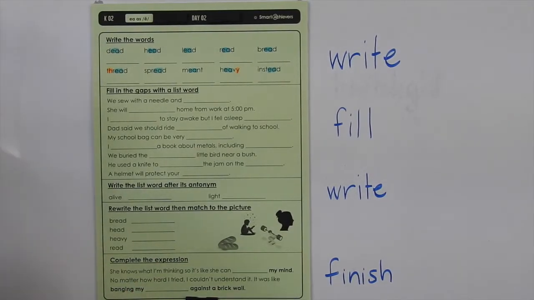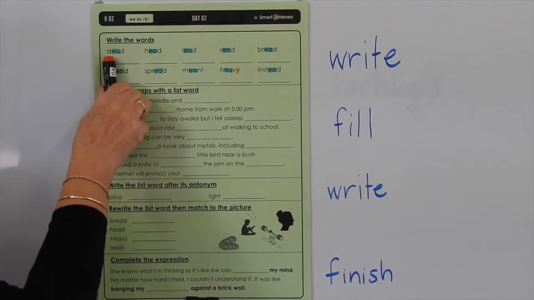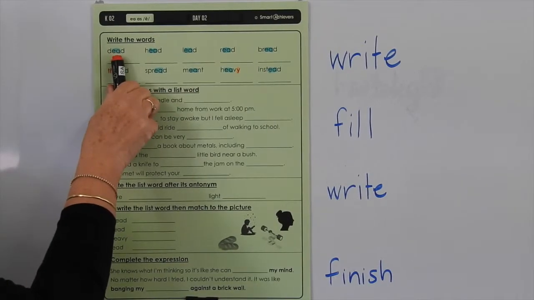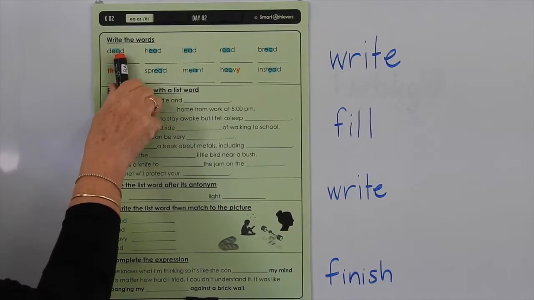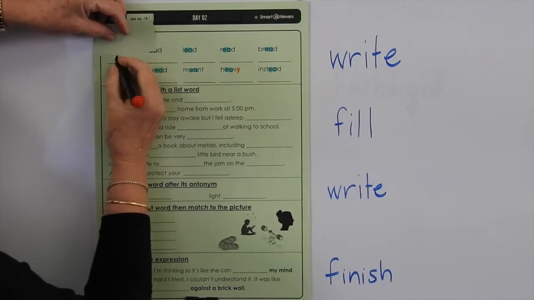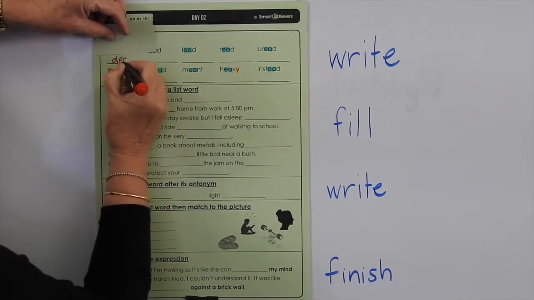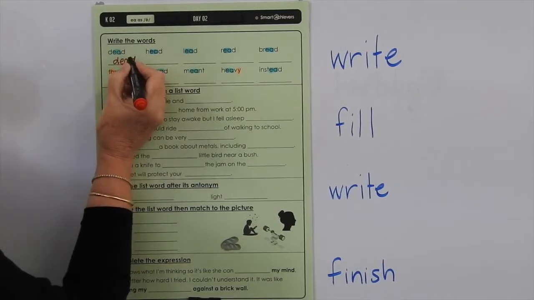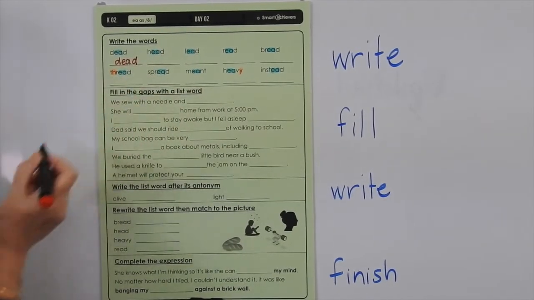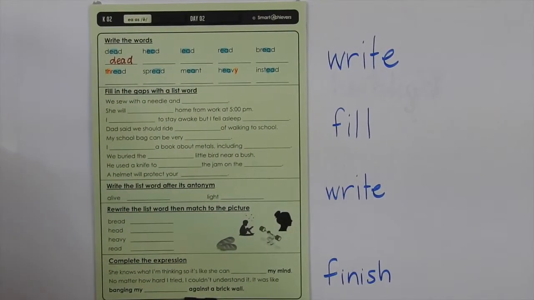Okay, let's go back and read the word, sound the word, spell the word and write it. Okay, let's just do the first one as an example. Dead. D-E-A-D. Cover it and write it. Then check to make sure you've done it correctly. If you've made a mistake, don't forget to rub it out and start again.